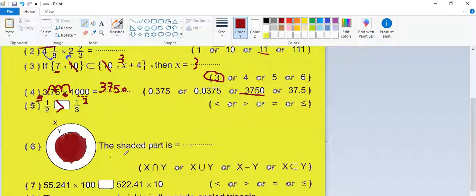The shaded part here is what? We have two sets, x and y. Here y is a subset of x. Here the shaded part is y, so choose the smaller. Which is smaller here? Smaller here is y, because y is inside x, so here we'll say x intersect y. X intersect y means y, so the final result will be y.